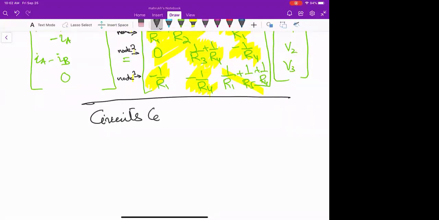Circuits containing dependent current source.